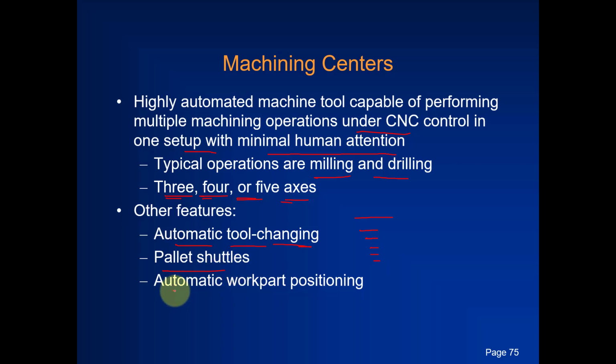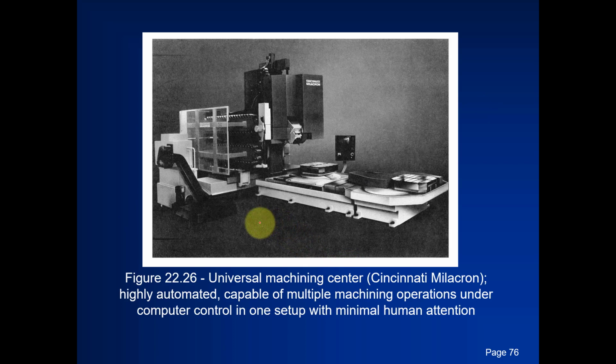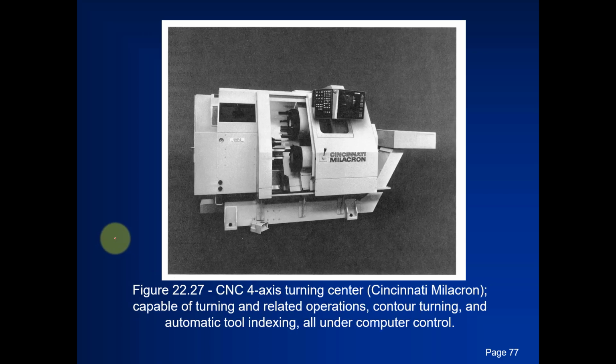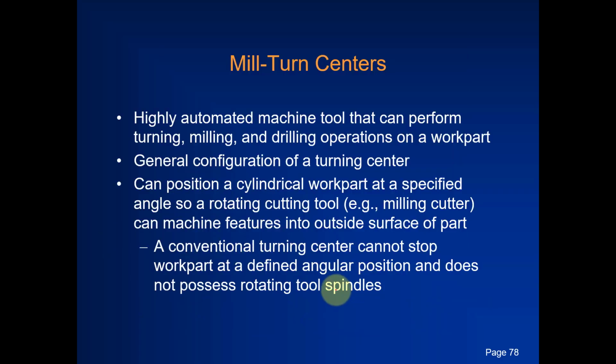So pallet shuttles, we have automatic work part positioning. All these are available in the latest milling machines. So this is a picture of universal milling machines or milling center. This is also a 4-axis turning center, mill turn center. It is a highly automated machine that can perform turning, milling and drilling operations on the work parts, and this is generally the configuration of a turning center. Clear? You might be aware of these words: turning, milling, drilling, etc.